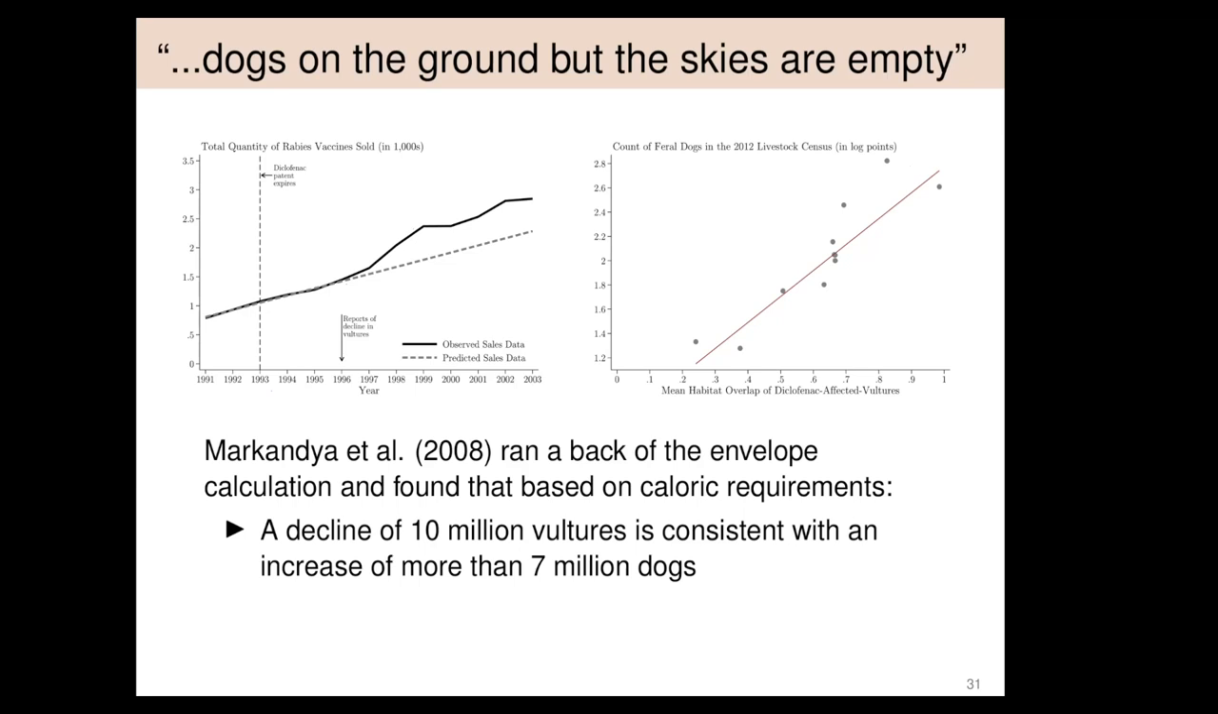This also corresponds with a back of the envelope calculation by this paper by Markandi et al. from 2008, that based on caloric requirements said that for every 10 million vultures that you lose, there's an increase in food supply that can support about 7 million dogs. And we're talking about a loss of 30 to 50 million vultures, give or take. So multiply that, you're on a range of 21 to 35 million additional dogs across the country. And that plays also with the anecdotal reports from many of these villages that people were just afraid to walk outside because there were packs of feral dogs tormenting them and potentially attacking their children.